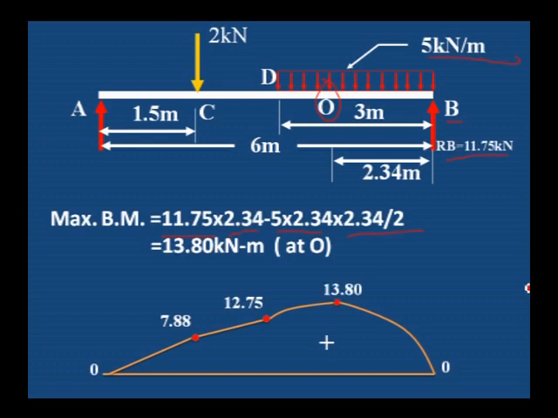You can see here 12.75 and 7.88 at C and D, but at the O point we are getting the maximum bending moment of 13.8, then it drops to 0 at B. This is the portion where we will get the maximum bending moment.